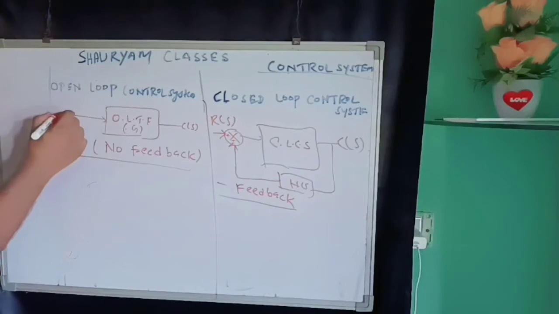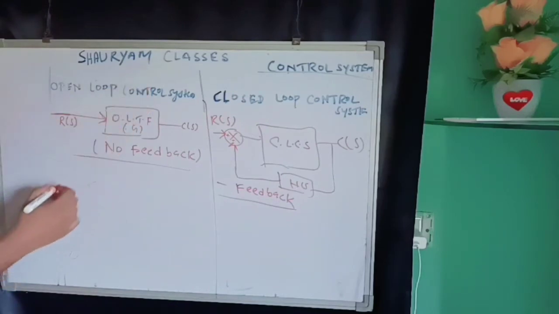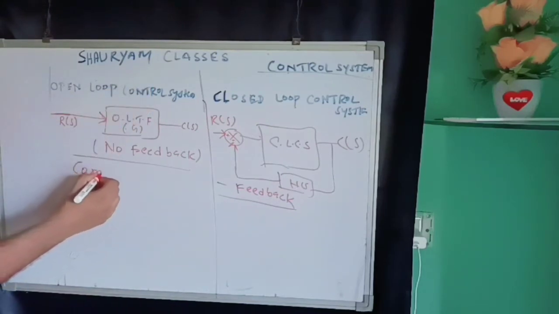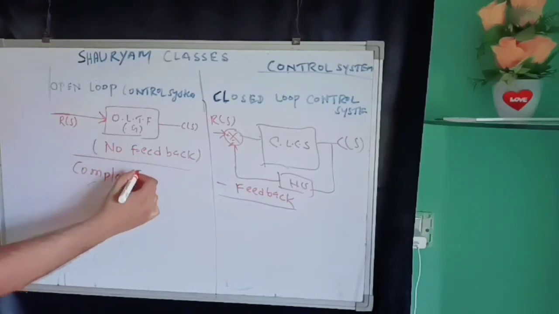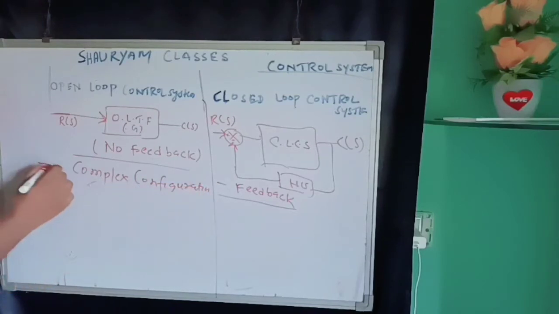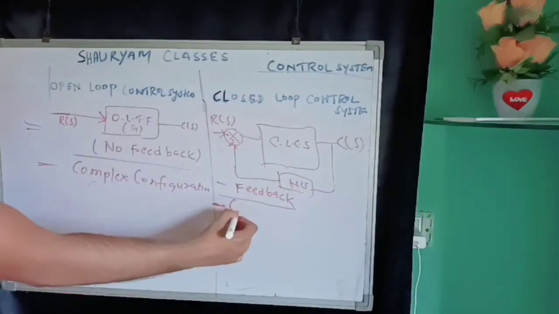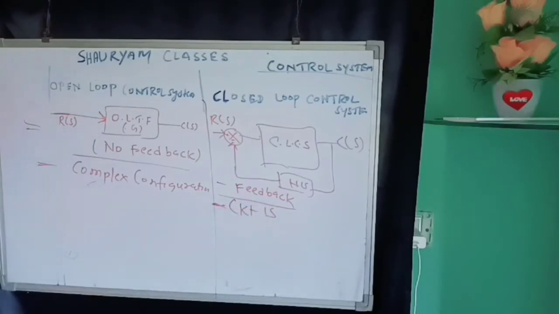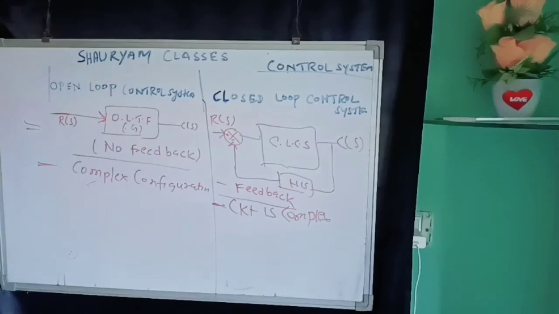So, is it complex? Obviously, there is no complexity in the open loop control system. Second difference is that there is no complex configuration because there is no feedback. But in case of closed loop control system, the circuit is complex, so the configuration is complex.